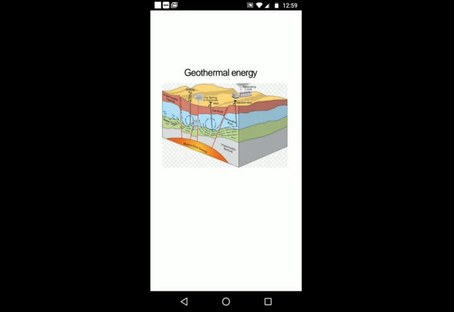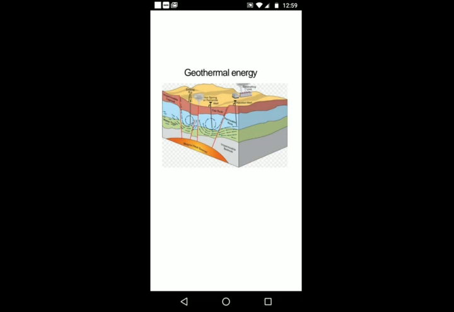Then it is passed to the turbine, and the turbine is coupled to the generator. Whenever the turbine is rotated, it produces electricity. This is the main principle of geothermal energy. In this setup, there is a production well and an injection well.